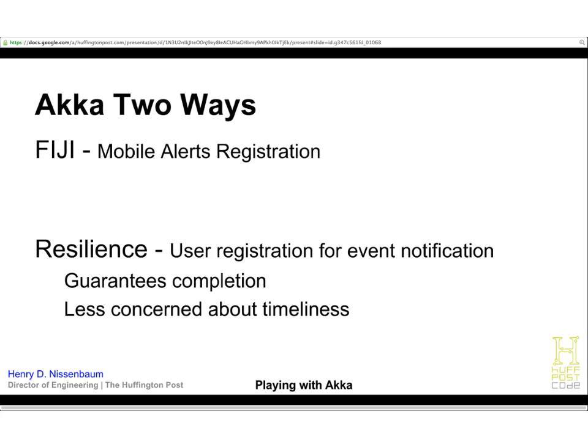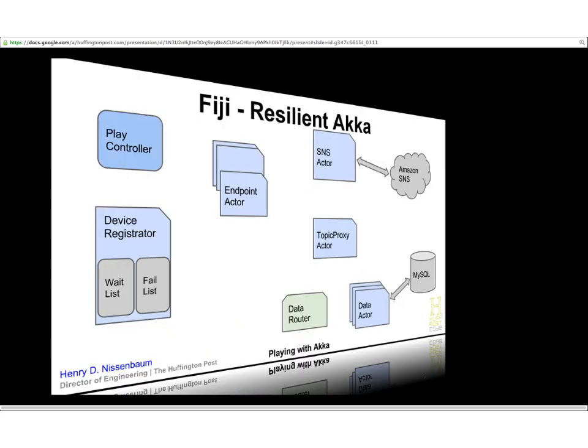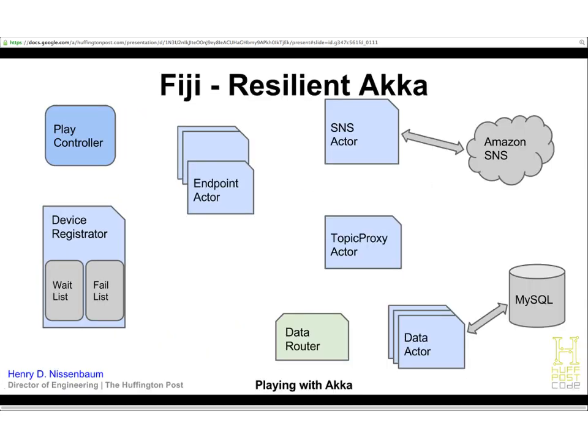So Fiji, and in particular part of Fiji, we have our mobile alerts registration. What does this look like? Well, again, we've got a pile of actors. In this case, if you look all the way on our right, what we're really doing is we're using a service from Amazon. Fine folks of Amazon have a service called SNS, which provides a way of sending messages to iOS and Android devices. They've abstracted that out, and we can send at a very low cost. We tell them what messages to send to what endpoints, and they do it for us.